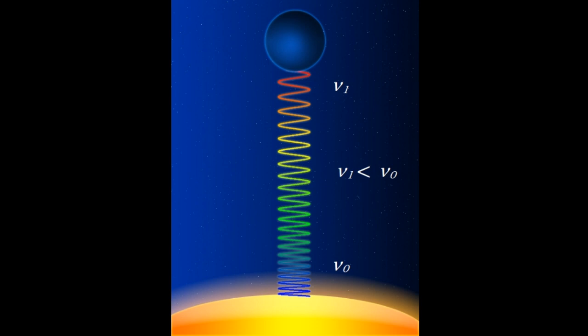Since light is made out of photons, and since the energy of each photon is related to the frequency of light by the Planck-Einstein formula, E equals h nu, the energy of the photons received by the observer is less than that on the emission surface. We could say that photons lose energy in climbing up the gravitational well of the massive body. But, is it exactly like that? Let's find out.